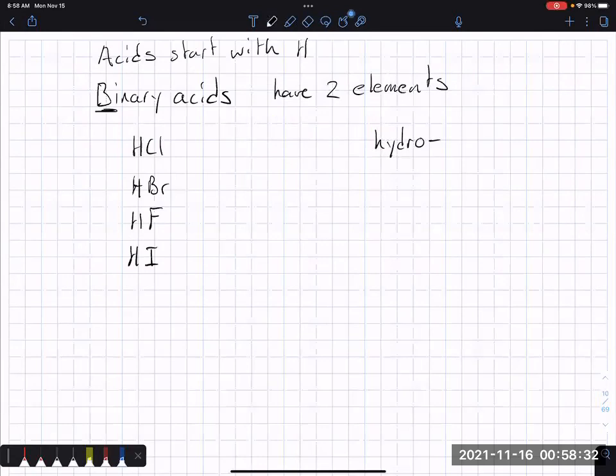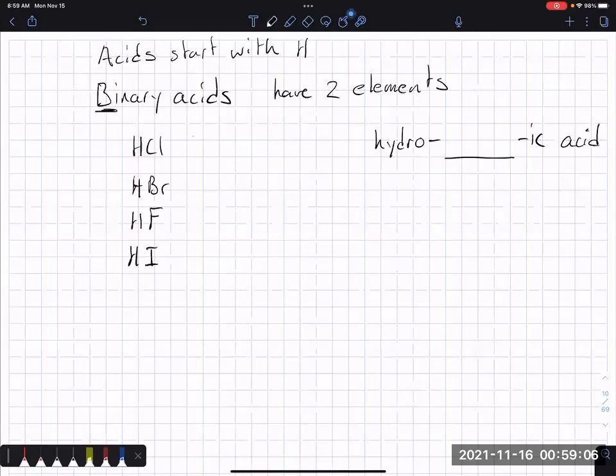And then we put the name of the non-hydrogen element, but we changed the ending to IC. Then we put acid at the end. So if we apply this formula to these examples, then we have chlorine in this binary acid. We know it's a binary acid because there's two elements, and one of them is hydrogen.